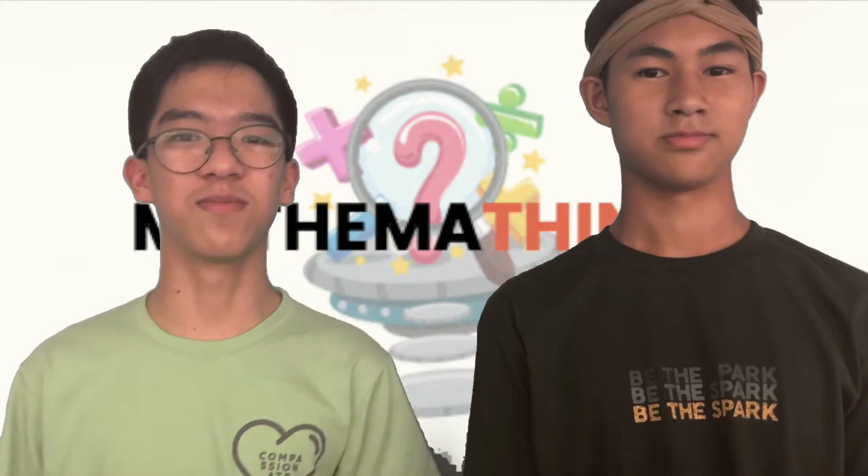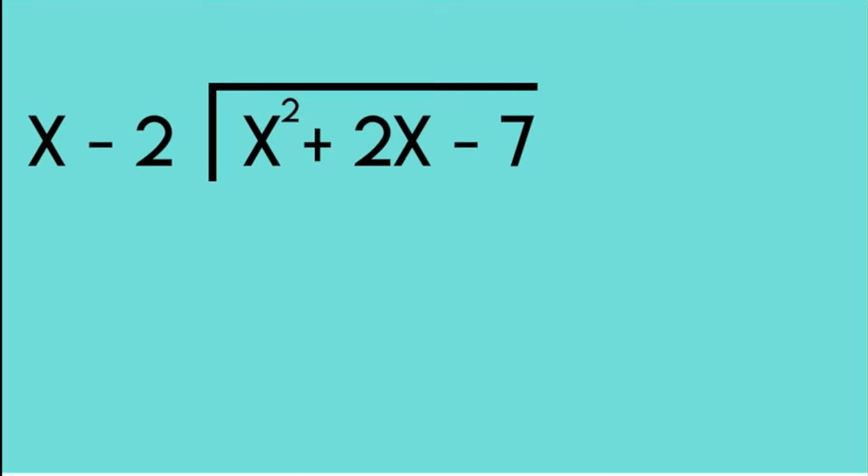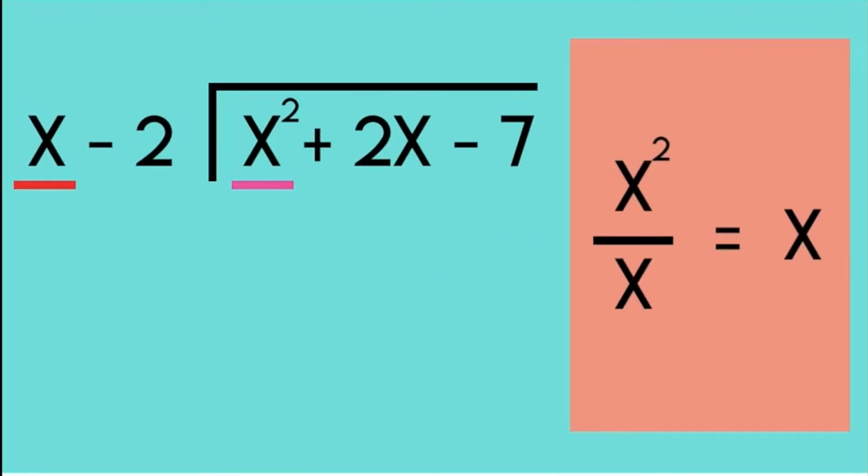Now it's time for recap. Now let's review how to divide polynomials. We are given x squared plus 2x minus 7 divided by x minus 2. To divide this, we have to divide the first term of the divisor to the first term of the dividend. Then that will give us x.